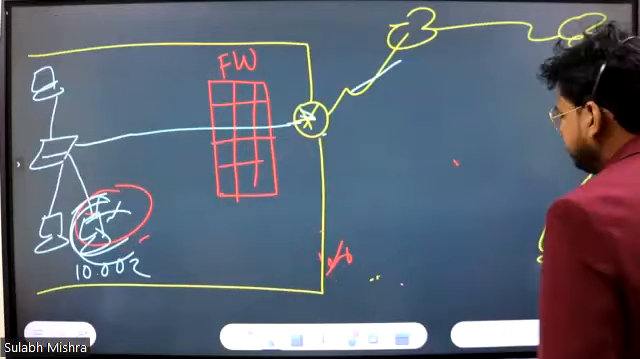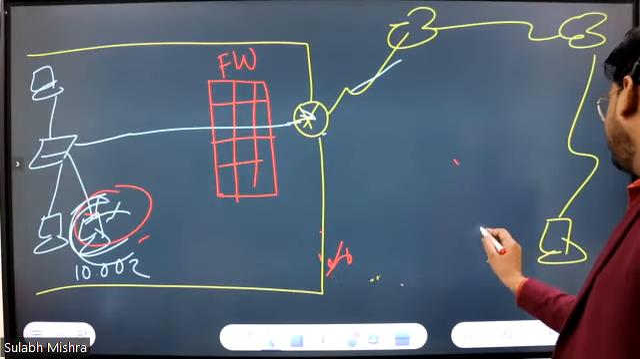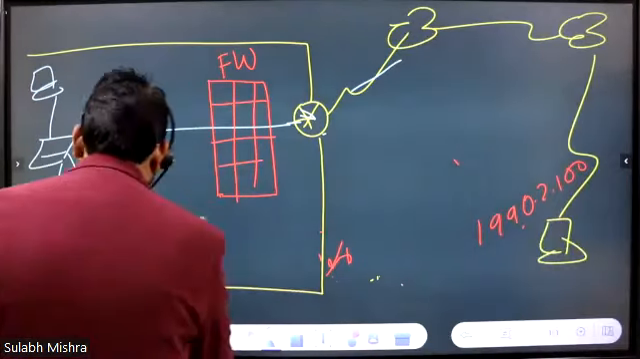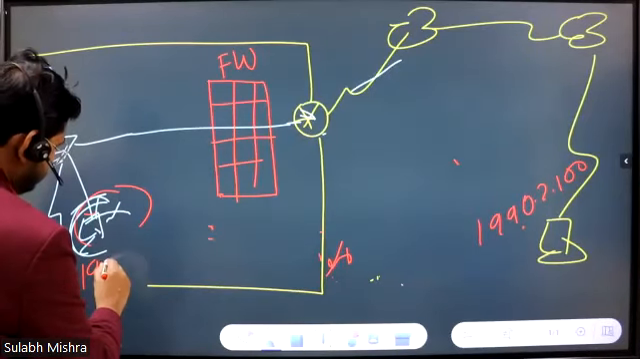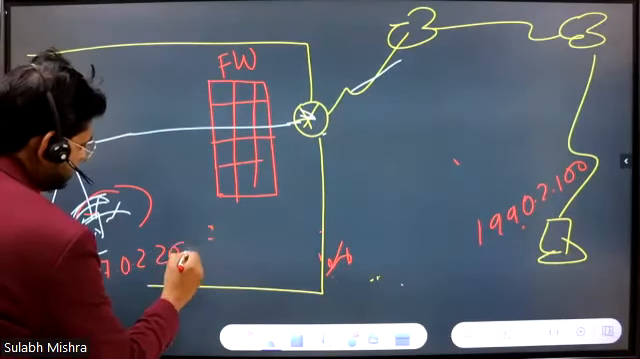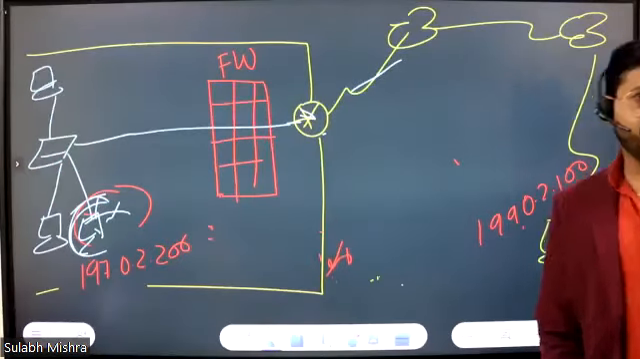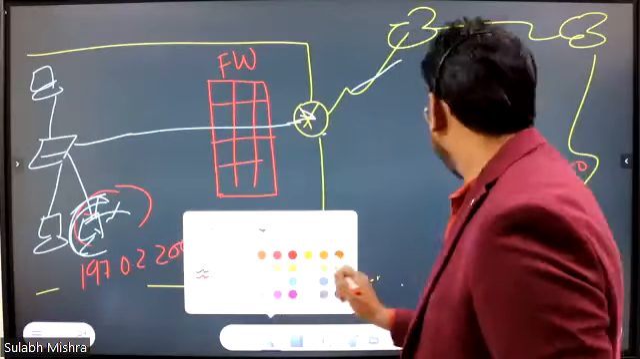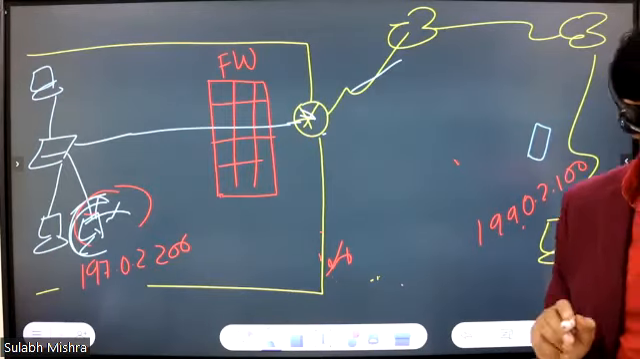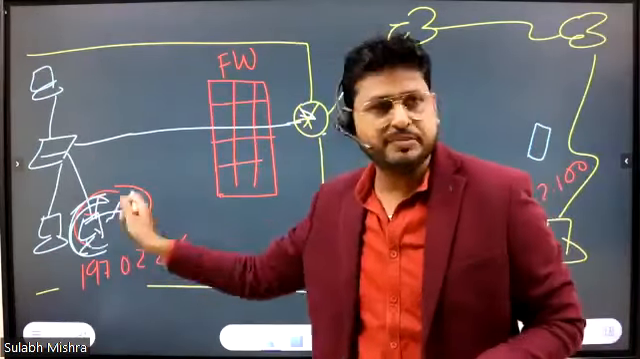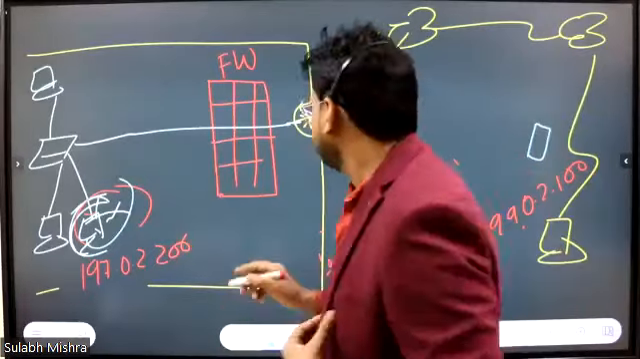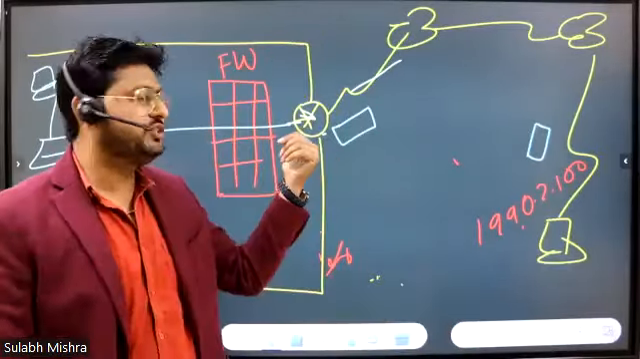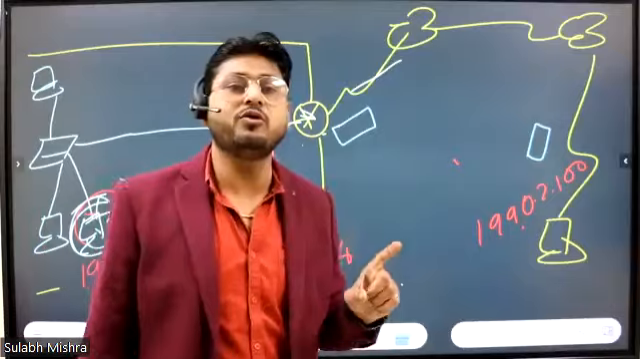Now, for example, this communication is happening with 199.0.2.100. And this particular IP has a public IP, for example, 197.0.2.200. Okay. So once the packet comes, right? The packet comes from here, and then it has to communicate with the system, right? That's what I'm saying. So it will first hit the router. The router is on the gateway, right? This router is on the gateway, and that's the reason we call this router a gateway router.